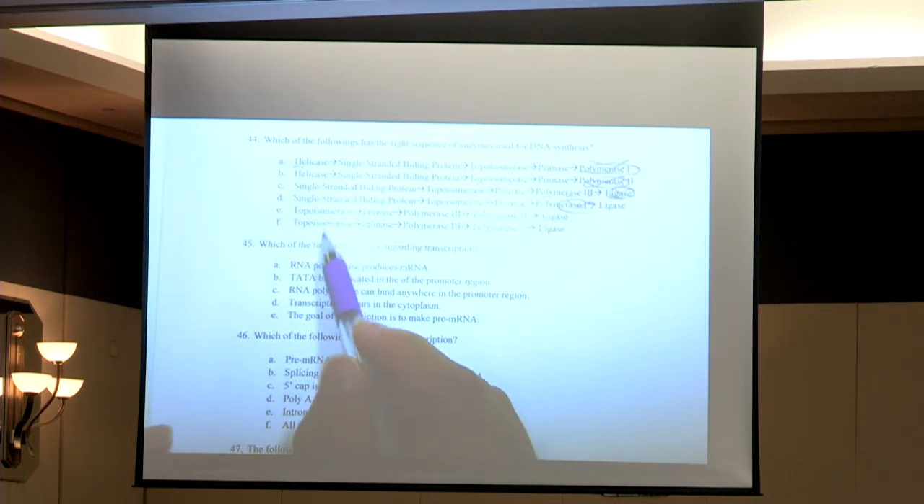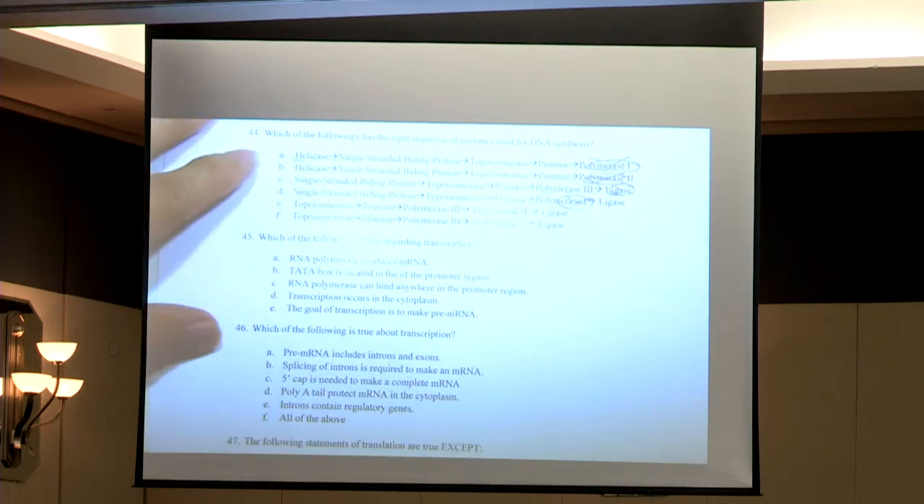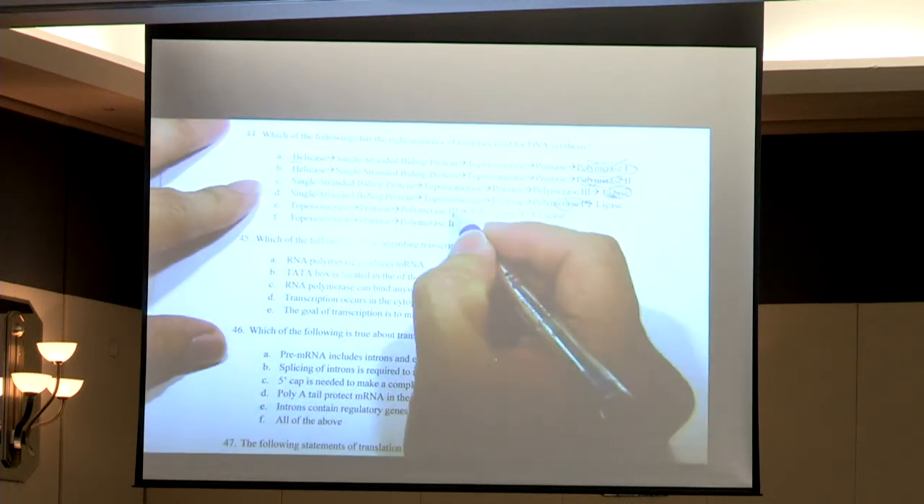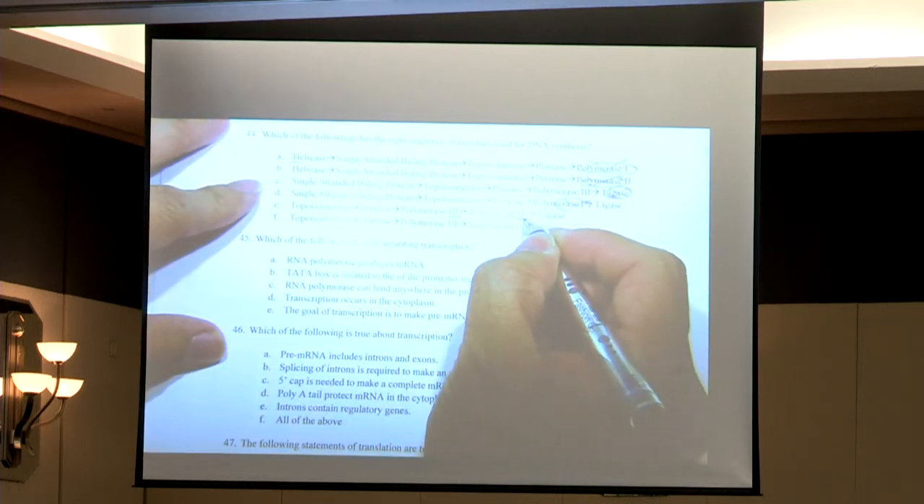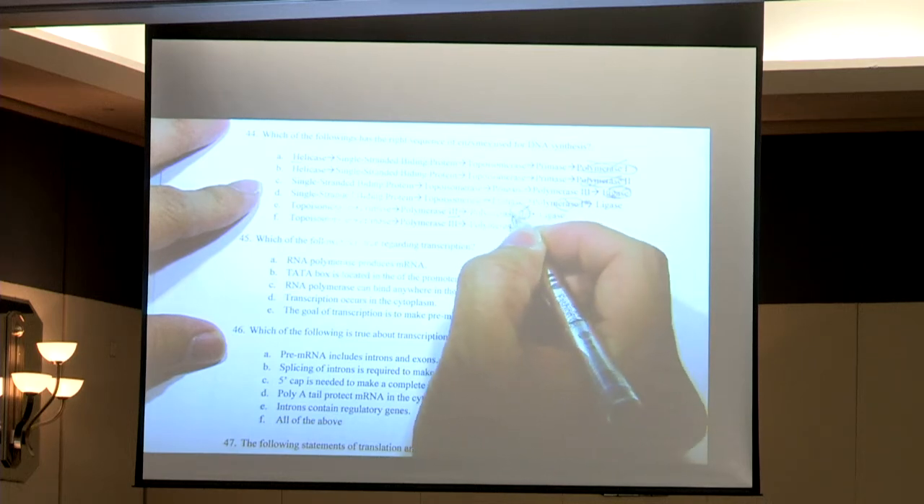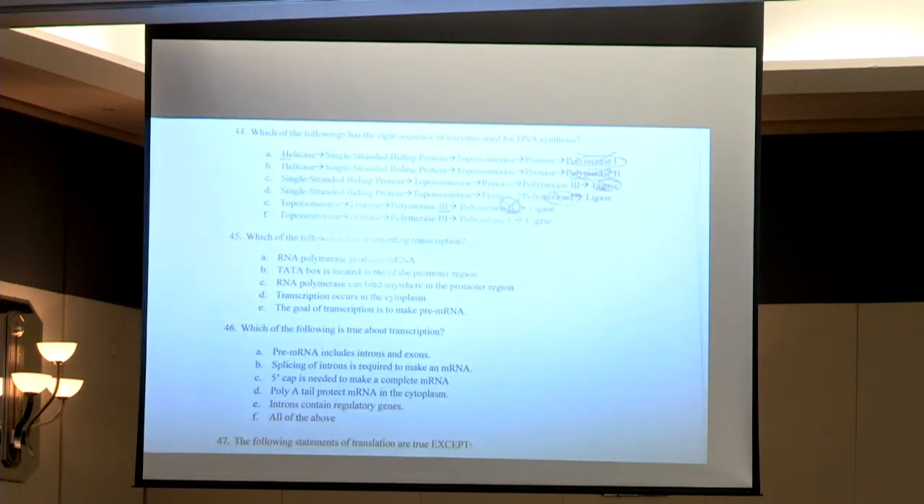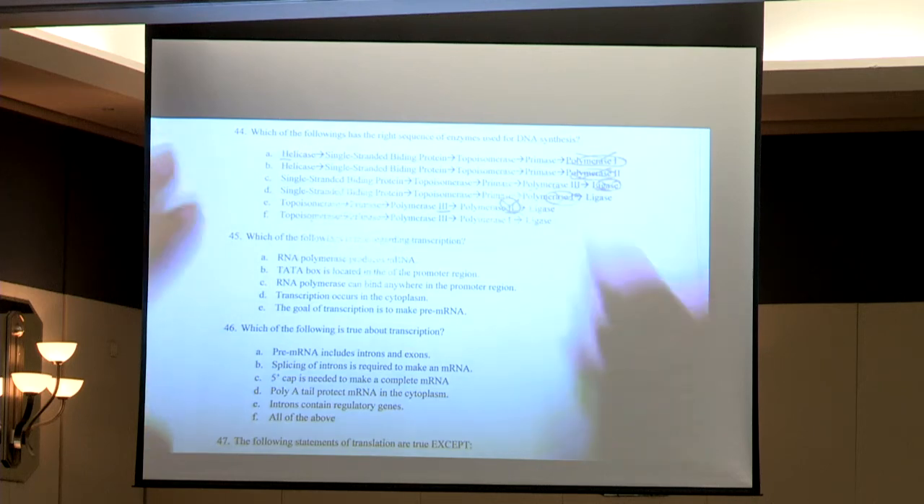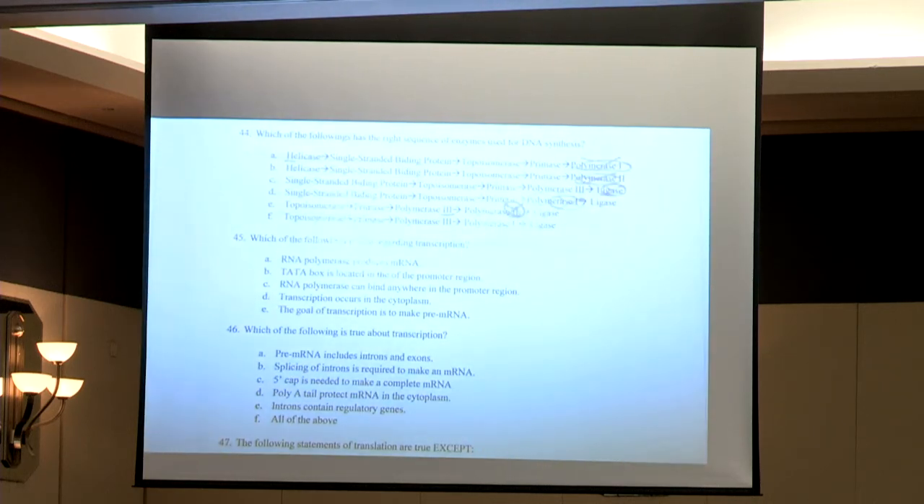So now we come down to the last two: topoisomerase, primase, polymerase 3, polymerase 2. Is that right? That is wrong, right? Polymerase 2 is the last one, if you recall. Or actually, polymerase 2 is not in this sequence. It goes on and on concurrently, because whenever you have a problem or need repair, polymerase 2 will just do the job. So the answer to this one is the last one, F.